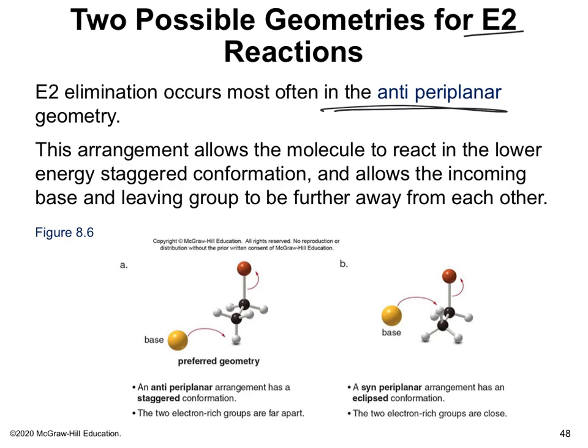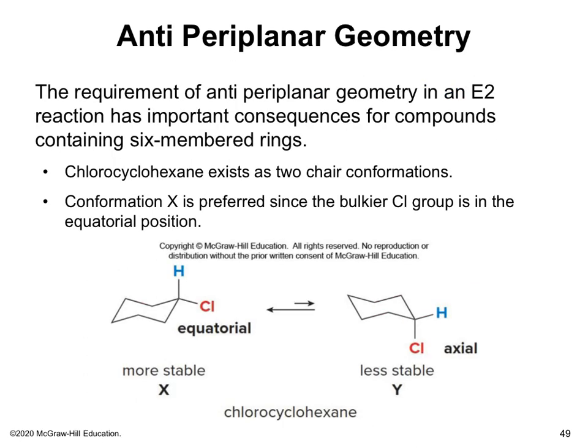And so they're showing you this here. The base is going to take this hydrogen, this beta hydrogen, that is diaxial. You see, this is diaxial to the leaving group. There's your alpha. The syn periplanar does not happen because those electrons have to line up. These electrons have to do a backside attack towards that carbon to eject that leaving group. Okay, so this is important. Even though this is the less stable conformation, you need to put this in the axial position in order to do elimination.